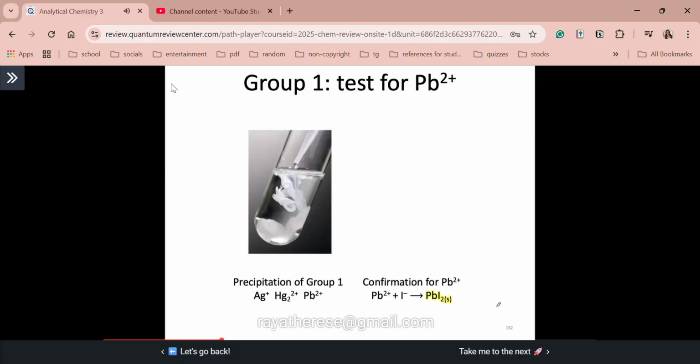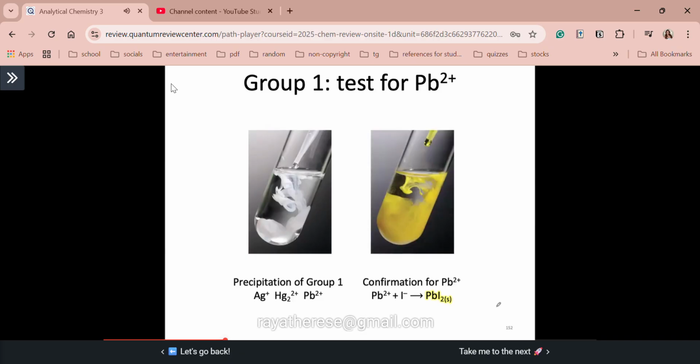Kung meron kayong group 1, again, you will be adding HCl. At pag may nag-precipitate, boom, alam mo na, you have 1 or more of the group 1 ions. And if you want to test if it's containing lead, add ka ng iodide. Mark to ha ng picture to ha. Add kayo ng iodide because the result, PbI2 solid or precipitate, is color yellow. Next, na hard to miss.